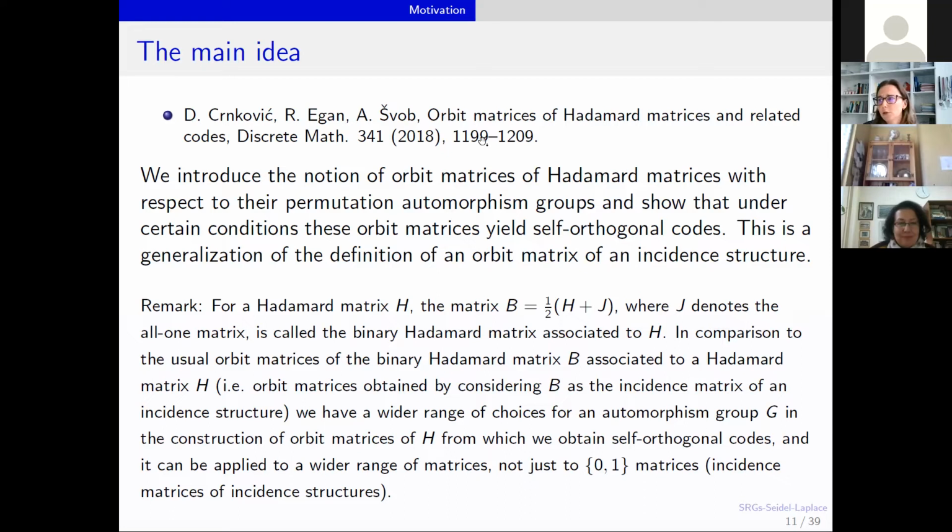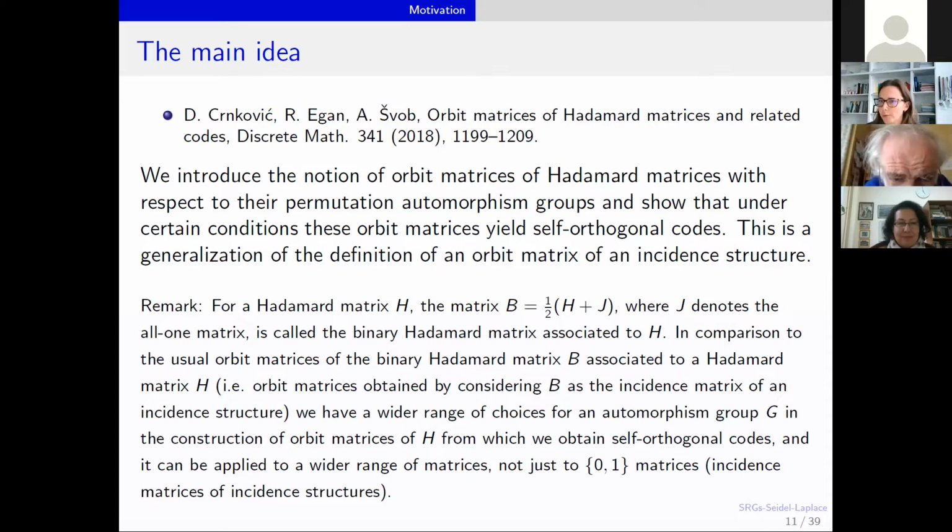Why did we try to introduce the notion of orbit matrices in the case of Hadamard matrices? Because orbit matrices are always defined with respect to some automorphism groups. In this work, we introduced the notion of orbit matrices of Hadamard matrices with respect to their permutation automorphism group. And we show that under some conditions, these orbit matrices yield self-orthogonal codes.